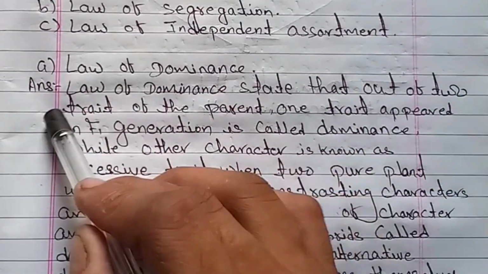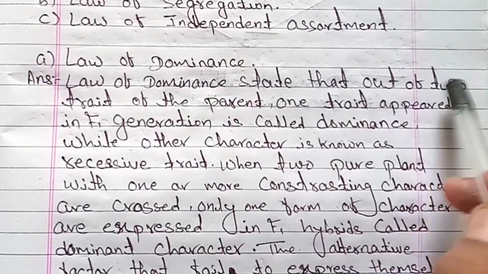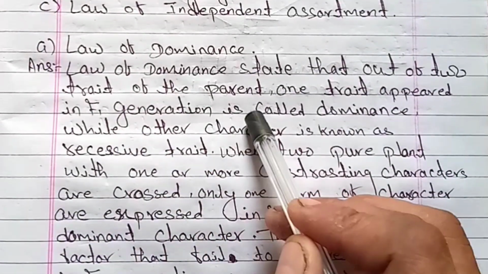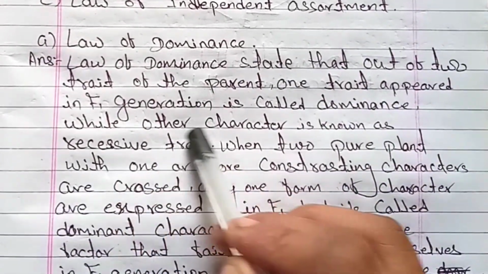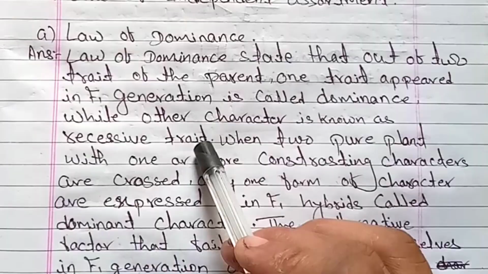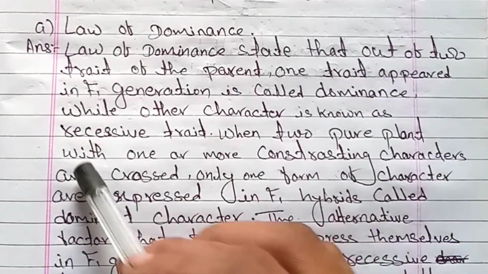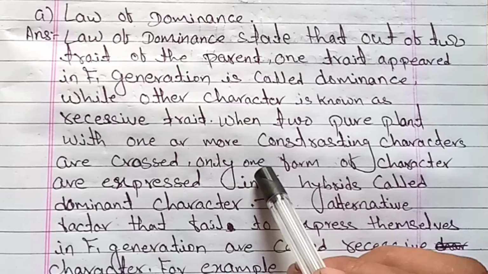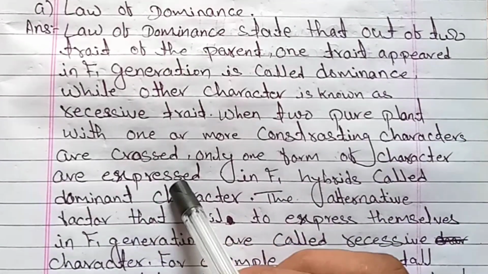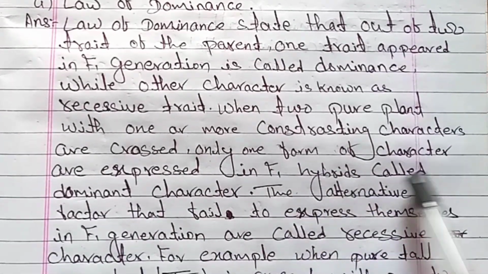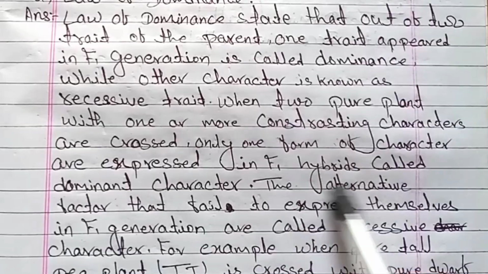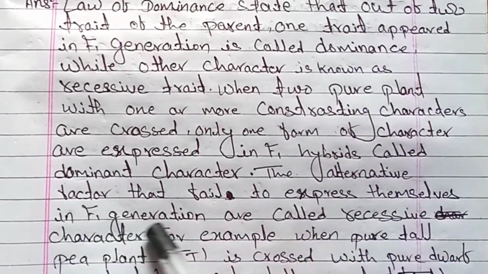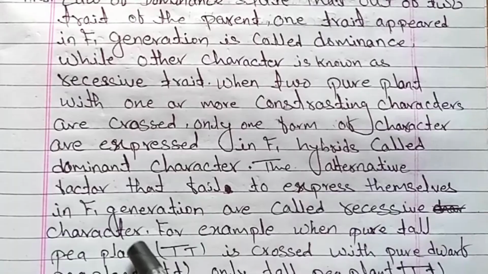Law of dominance states that out of two traits of the parents, one trait appears in the F1 generation, which is called dominant, while the other character is known as the recessive trait. When two pure plants with one or more contrasting characters are crossed, only one form of character is expressed in the F1 hybrid, called the dominant character. The alternative factor that fails to express itself in the F1 generation is called the recessive character.